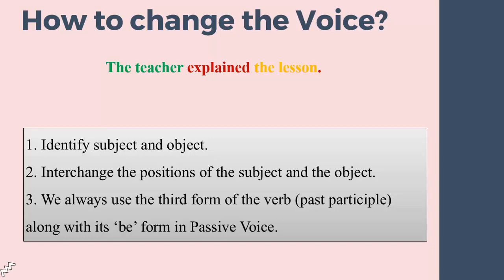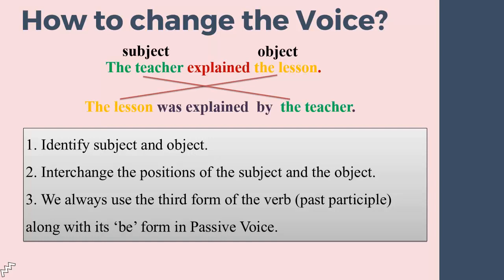Let's discuss how we can change the voice. You have to follow 4 steps for changing an active sentence into passive voice. The first one is identify subject and object. Look at this sentence. The teacher explained the lesson. What is the subject? The teacher. What is the object? The lesson. Second step, interchange the positions of the subject and the object. Means you'll bring the lesson at the place of the teacher and vice versa.